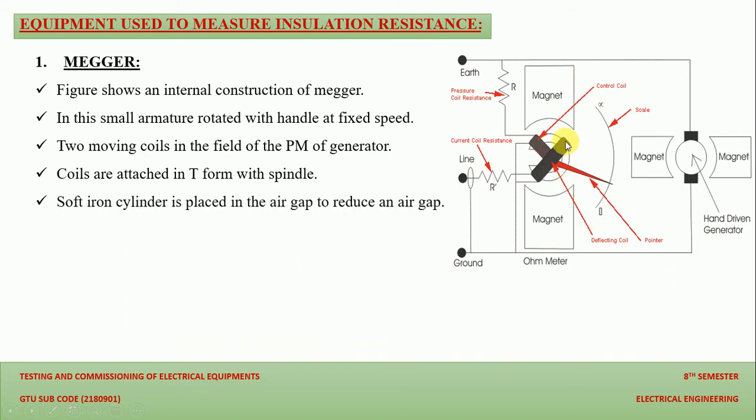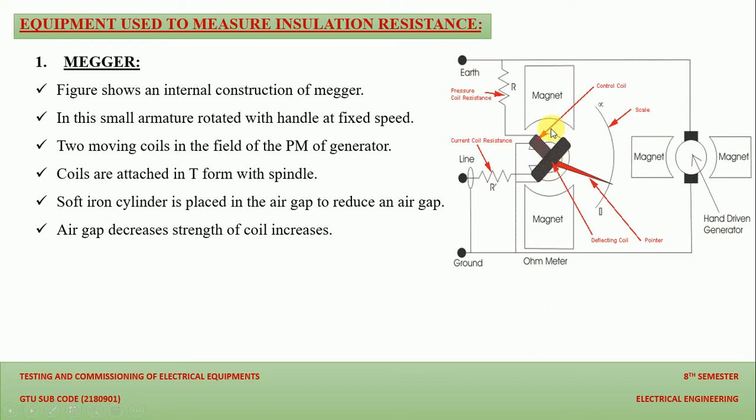And a soft iron cylinder is placed in the air gap to reduce the air gap. If the air gap is more, it will offer more reluctance, so a soft iron cylinder is placed between the two magnets, and according to the rotation of the generator, the air gap will help the moving coil, or we can say the control coil, current coil and pressure coil, for the particular movement.